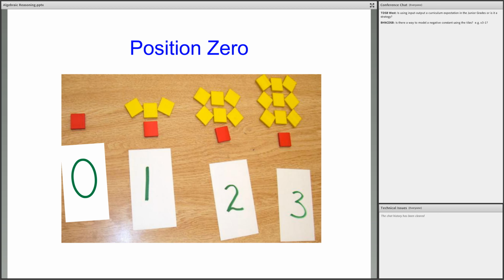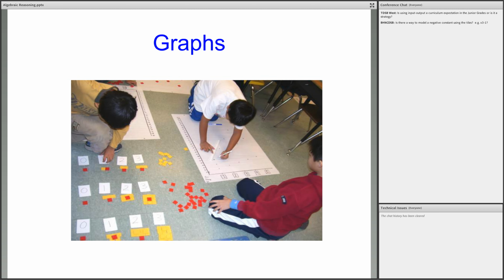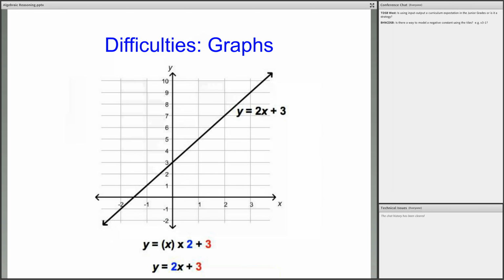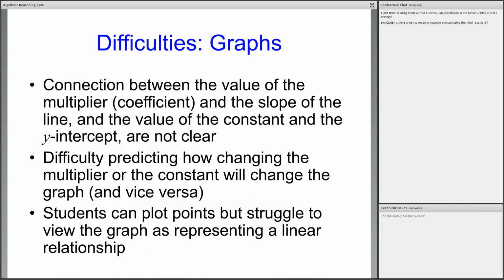And this is where we start to transition into another representation, which is graphical representation. First of all, let's talk about some difficulties with graphs. This is research done obviously with older kids, so we know that the connection between the value of the multiplier and the slope of the line, and the value of the constant and the y-intercept, so where the line starts on the graph, isn't clear for a lot of students. They have difficulty predicting how changing the multiplier or the constant will change the graph.